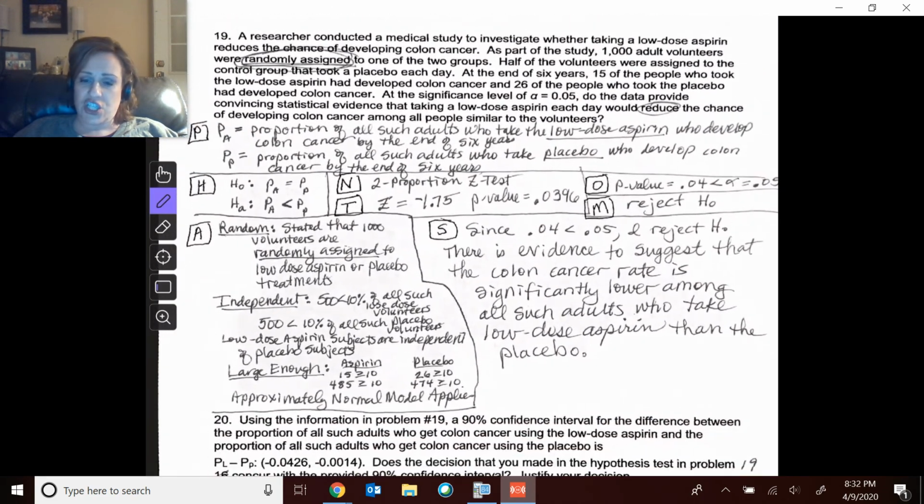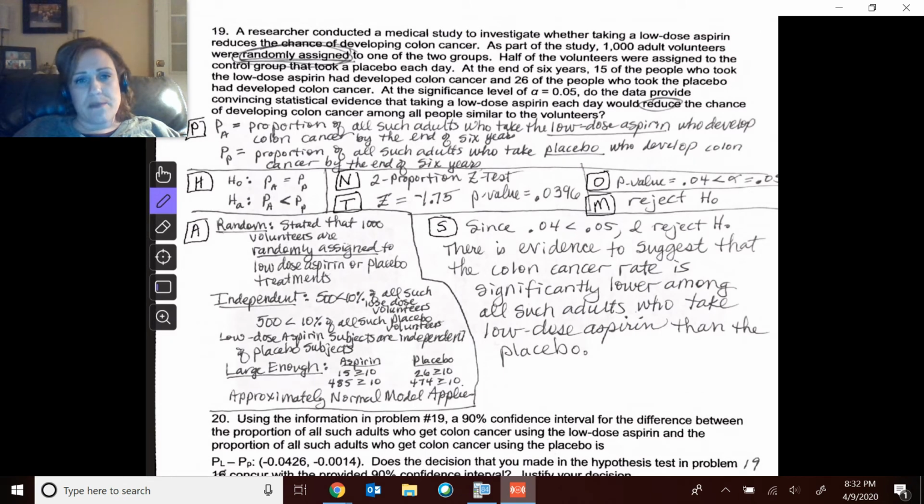Number 19 asked to put a whole lot in that little bitty space there. I don't want to go over the whole thing. It's pretty straightforward, but I did want to point out one thing. This was an experiment, okay? Because we took the 1,000 adult volunteers and they were randomly assigned to the treatment groups. One took the low dose aspirin every day and one took the placebo.